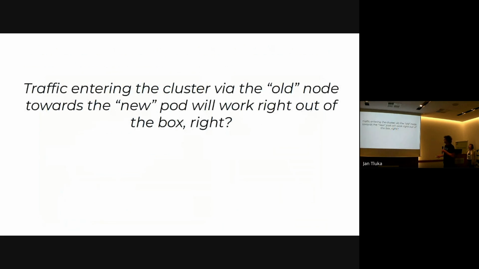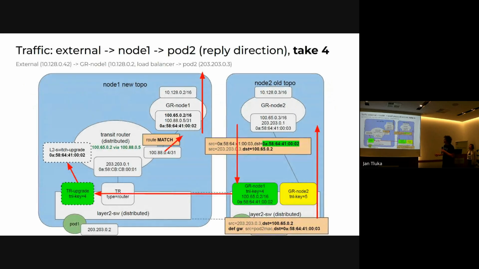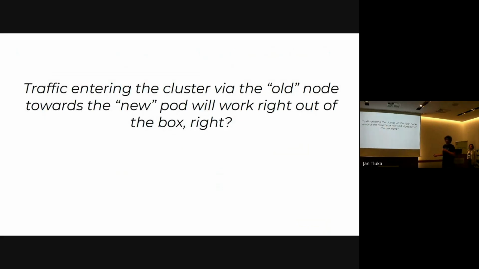Nice. And then, oh yeah, no, sorry, the other way. So this was traffic entering node 1, an upgraded node, going to a pod that's on a not yet upgraded node. What about the other direction? Hopefully it will just work, because we fixed a lot of issues already.